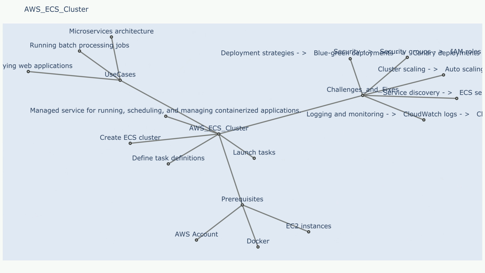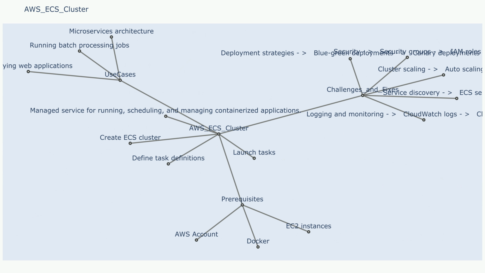Service discovery: enabling containers to discover and communicate with each other within a cluster. Fixes: use ECS service discovery to automatically register and discover services within your cluster. Use external DNS services like Route 53 to manage service discovery for your containers. Implement a custom service discovery solution using tools like Consul or Kubernetes.